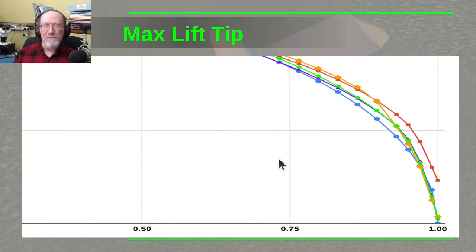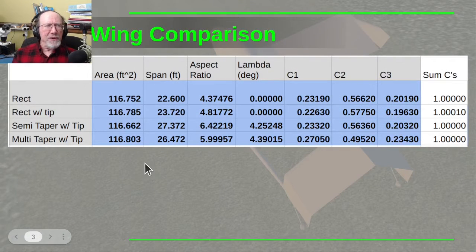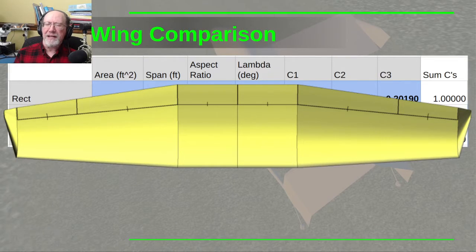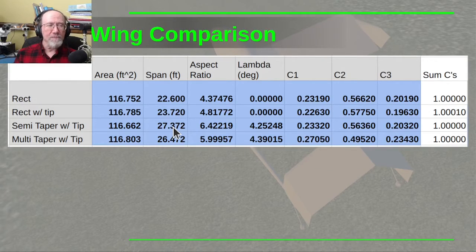So let's get to that. Here's a summary of the wings, which we looked at a little bit before. We looked at area, span, and aspect ratio. So let's look at these. The rectangular actually has the least span at 22.6, which we've already talked about, and the worst case is the semi-taper at 27.4.